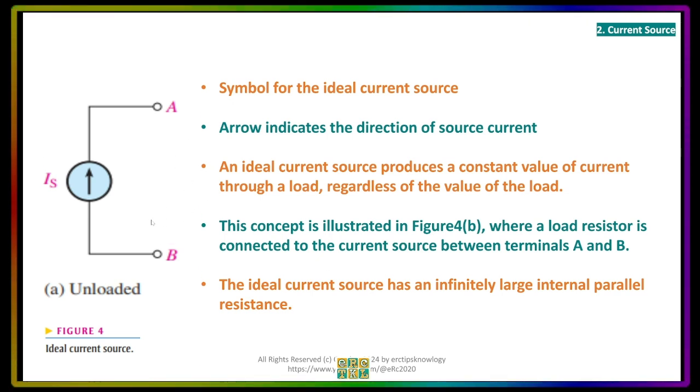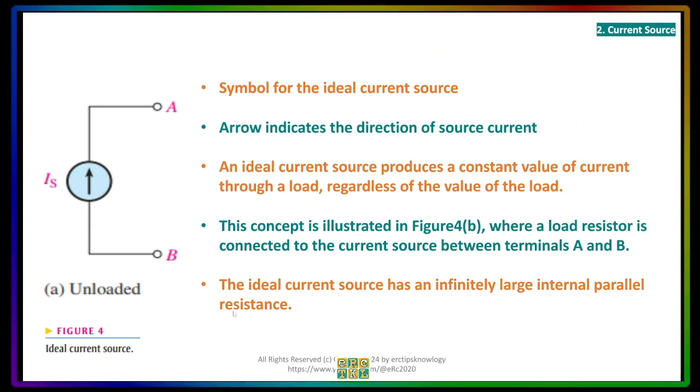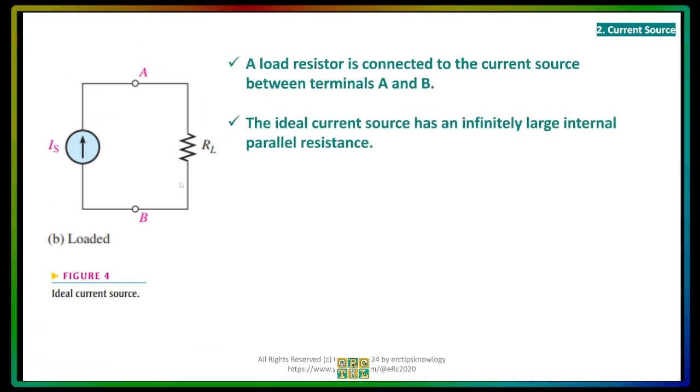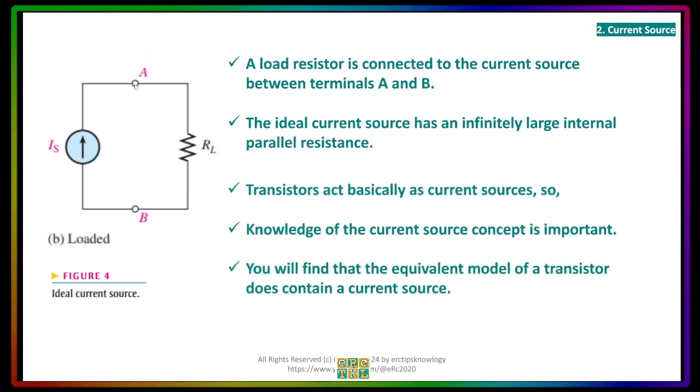And the ideal current source has infinitely large internal parallel resistance. Take note, parallel resistance. It's not in series. Later on, you will see that. See here, in the loaded current source, we loaded an RL between A and B. And what will happen? The load resistor connected here between A and B, what will be the effect of this? The ideal current source has infinitely large internal parallel resistance. Therefore, the transistor will act basically as current sources.